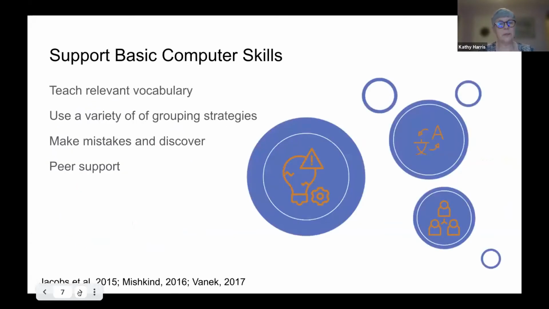Okay, Jen, go ahead. All right, another thing we need to do is create opportunities to support basic computer skills. And to do that, we need to, first of all, teach relevant vocabulary. Then we need to think about a variety of grouping strategies. Rather than having the teacher model and the students do, and that's part of how it works.